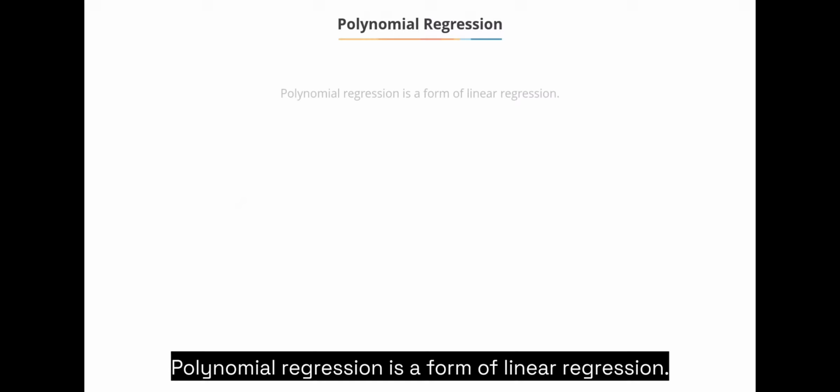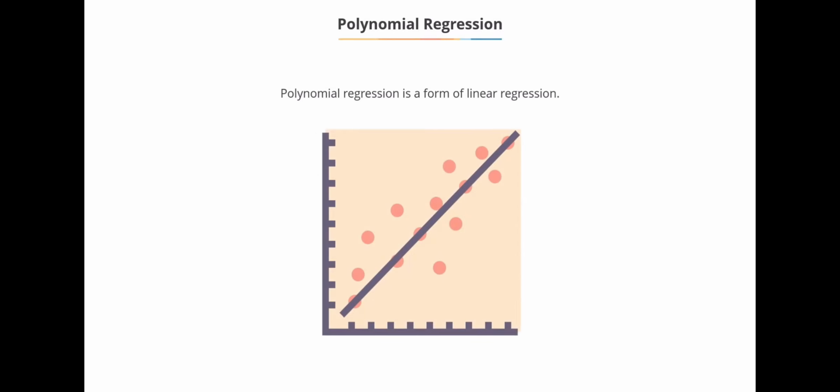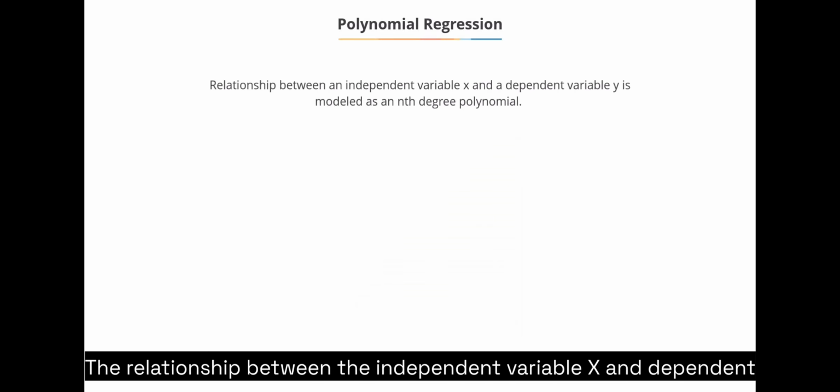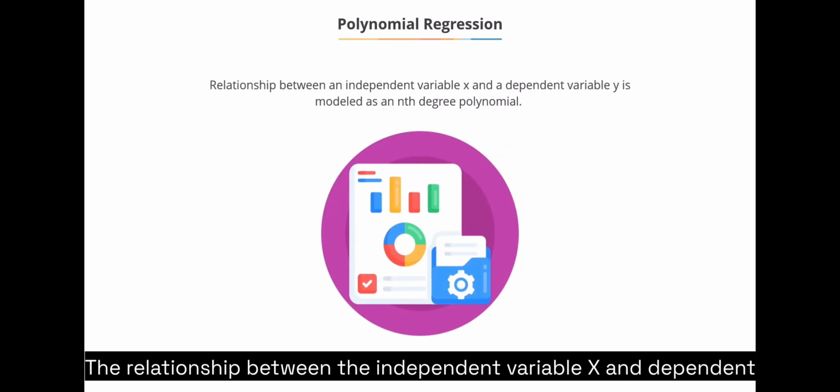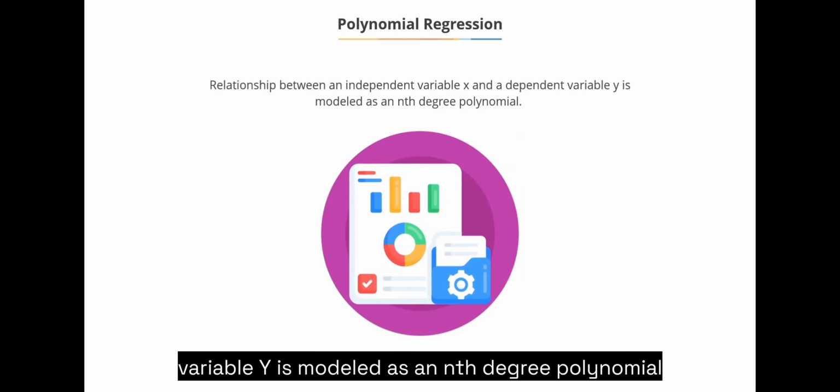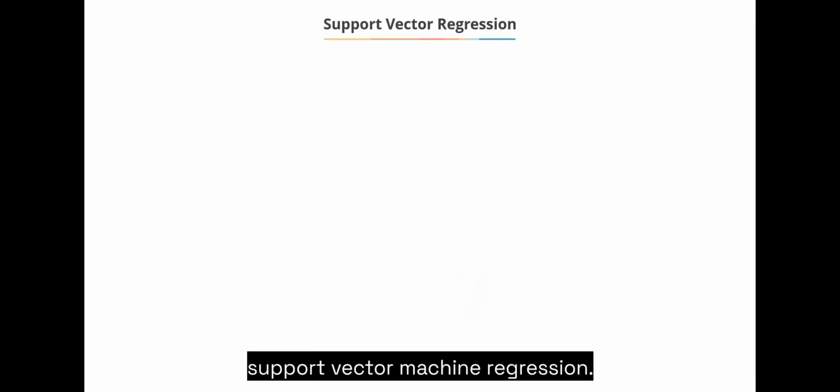Polynomial regression is a form of linear regression. Here, the relationship between the independent variable x and dependent variable y is modeled as an nth-degree polynomial. Support vector machine regression.